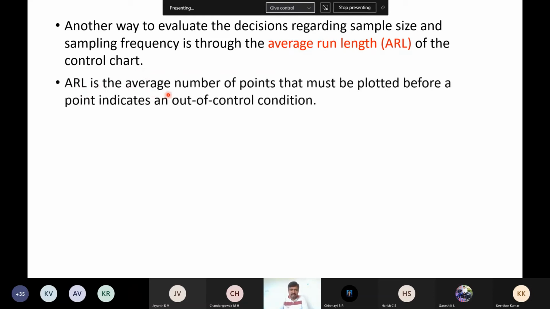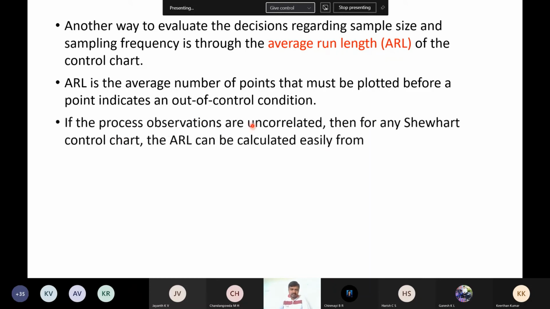Average run length is the average number of points that must be plotted before a point indicates an out of control condition. Suppose if you plot 10, 9 will be within the control limits and the 10th one will be out of the control limit, so then the average run length will be 10, or 9. If 9 are inside the control limits and the 10th is outside, then 9 is the average run length. After the 18th, another will run out. Like that, it is an average.